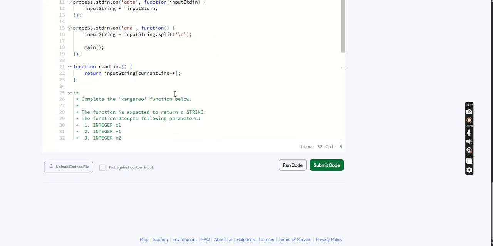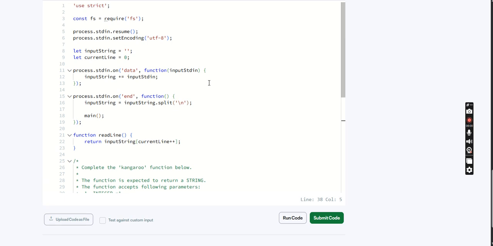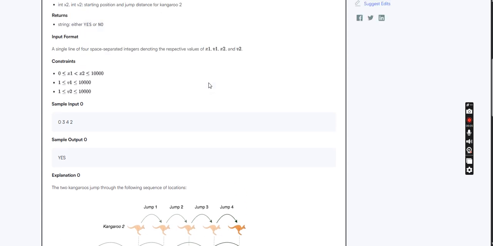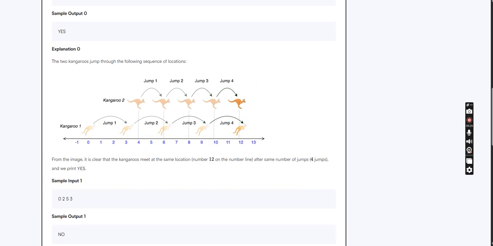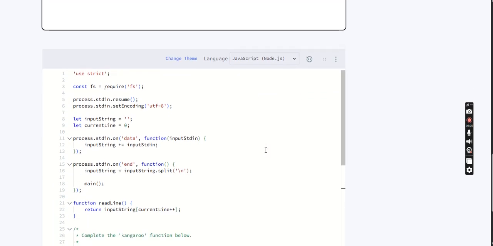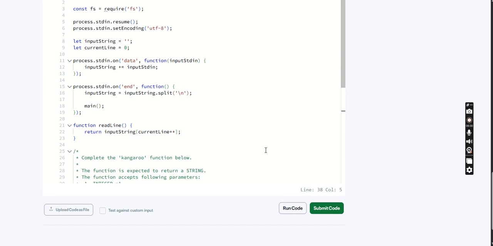So the first thing to do, we have some constraints to work with. x1 and x2 are both less than 10,000, and v1 and v2 are both less than or equal to 10,000. In my own logic, the way I'm looking at it is to keep adding. Anywhere they are equal, I return yes. If they are not equal, then I return no.